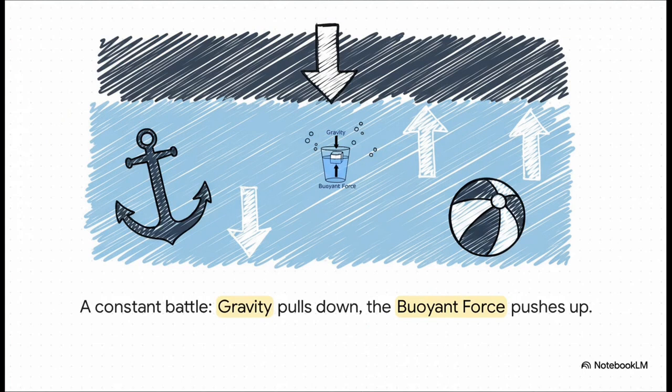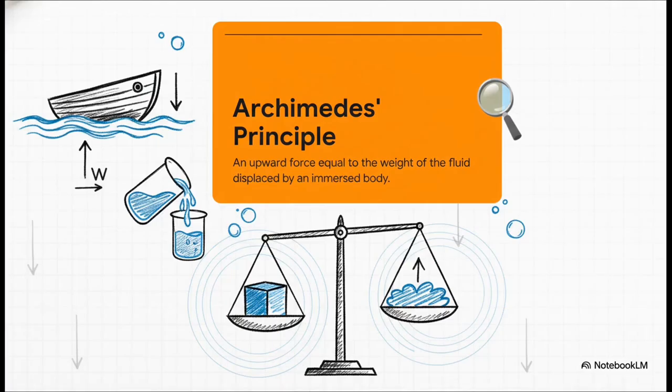Whenever you put an object in a fluid like water, the fluid actually pushes back. So it's this constant battle. Gravity is pulling down, while this upward force called buoyancy is pushing up. And this upward push is described perfectly by something called Archimedes' principle. All it says is that the buoyant force pushing up on an object is equal to the weight of the water that object shoves out of the way. So, if an object displaces a bunch of water that weighs more than the object itself, it's going to float.